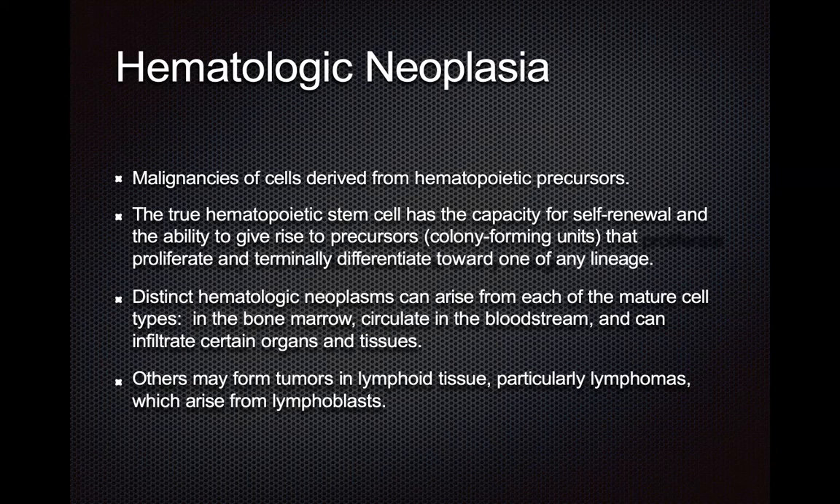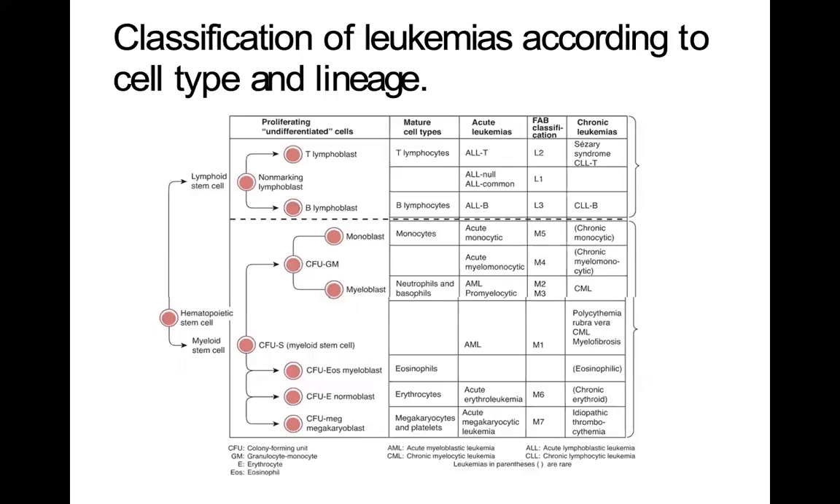Distinct hematologic neoplasms can arise from each of the major cell types. For example, in the bone marrow, cells circulate in the bloodstream and can infiltrate certain organs and tissues. Others may form tumors in lymphoid tissues, particularly lymphomas, which arise from the lymphoblast. So here are the classifications of leukemias according to the cell types and lineage.